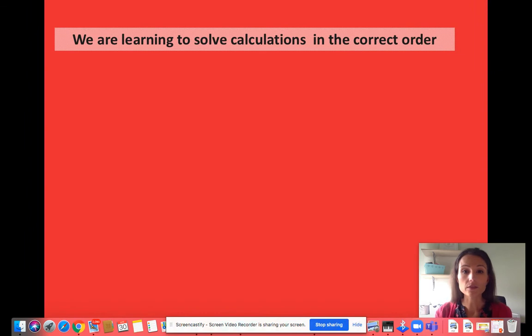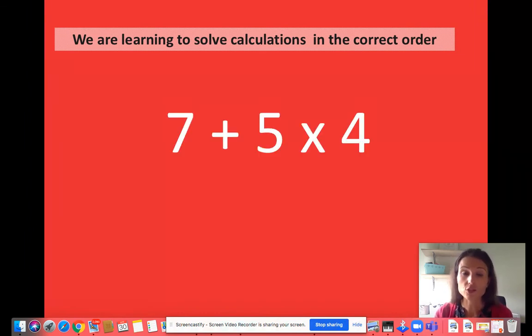Today we're going to look at solving calculations in the correct order. We're going to look at calculations a little bit like this one, where there's more than one mathematical operation. For example, here you can see an addition symbol and a multiplication symbol. But which order do we solve these in?